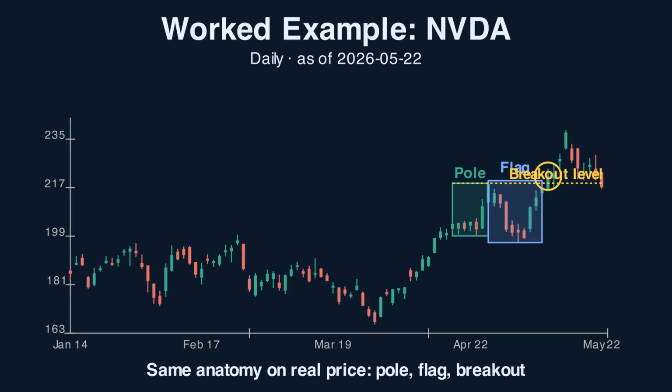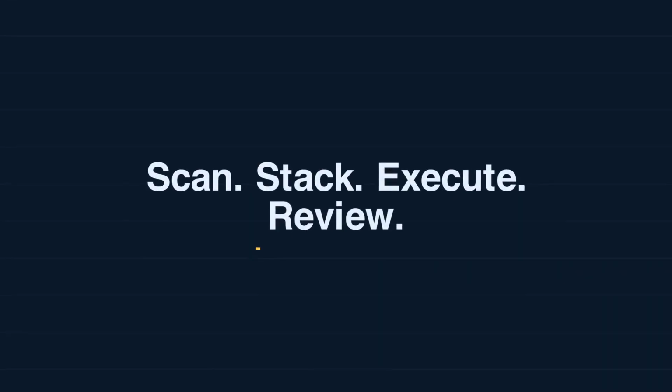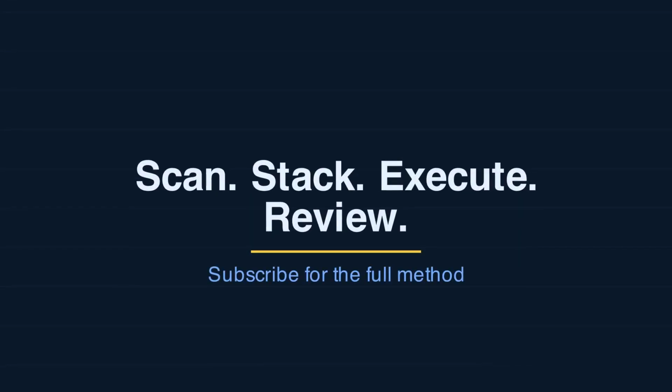That's the bull flag, the Confluence way: a high volume pole, the flag's edge as your level, momentum resting, the breakout as your trigger.